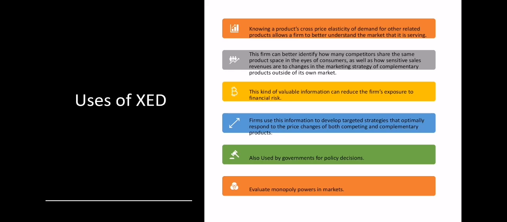Okay, so you basically get to know the product's cross price elasticity of demand for other related products. First, it allows firms to understand the market, and then to understand competitors and the sensitivity of their sales. It also provides information to reduce the firm's exposure to financial risk.